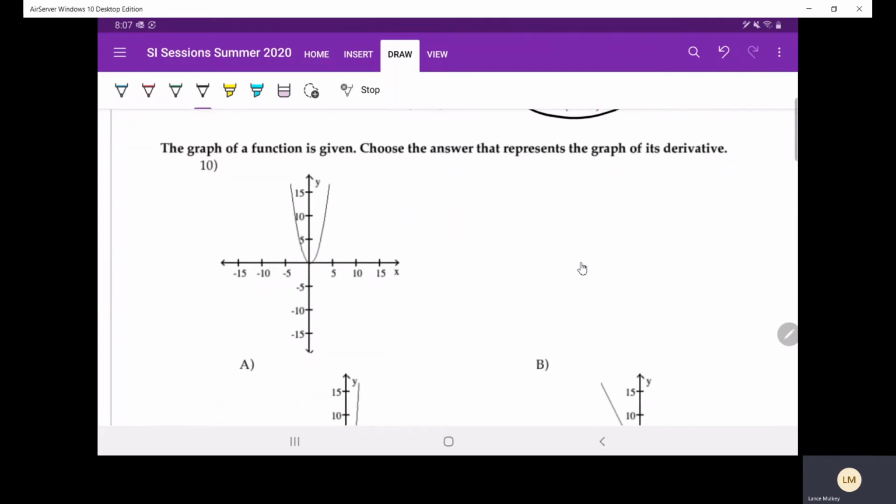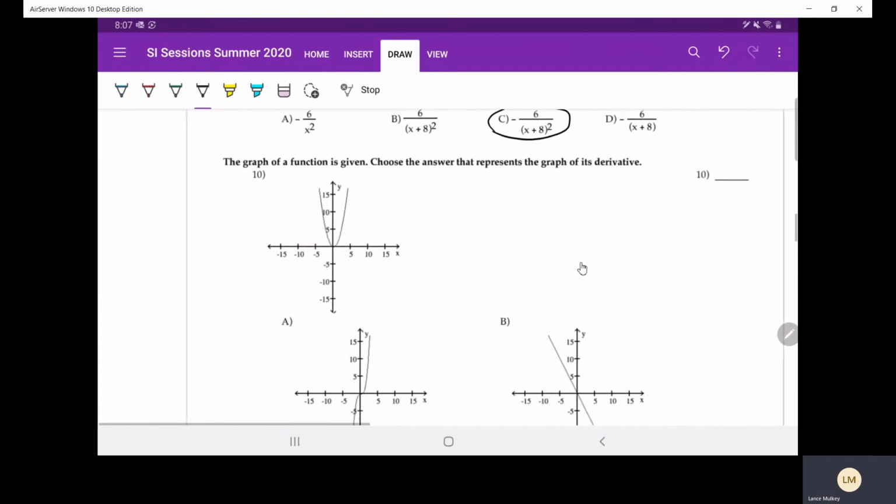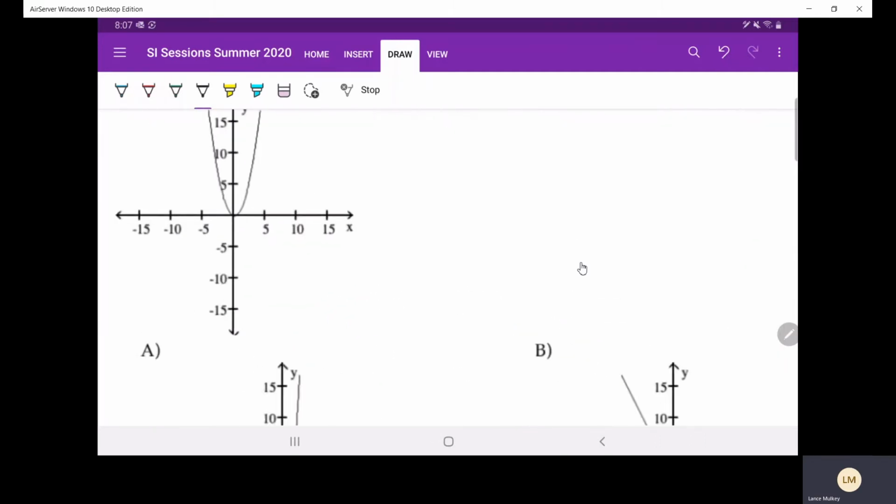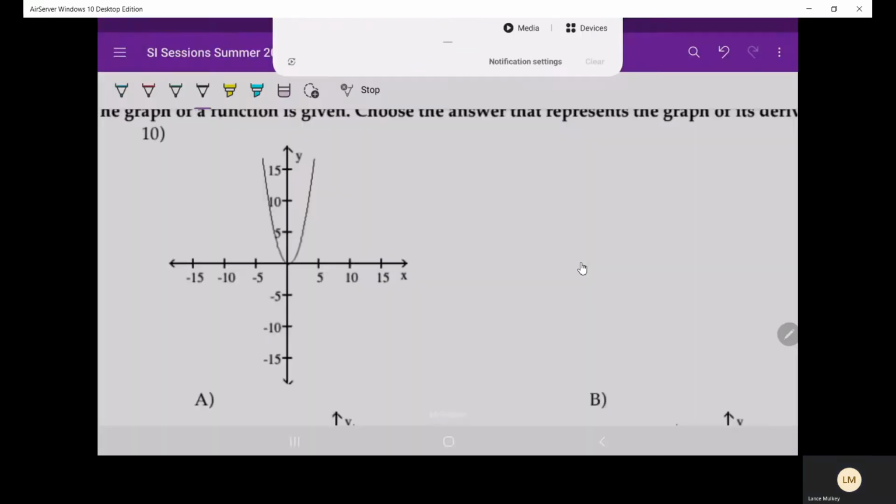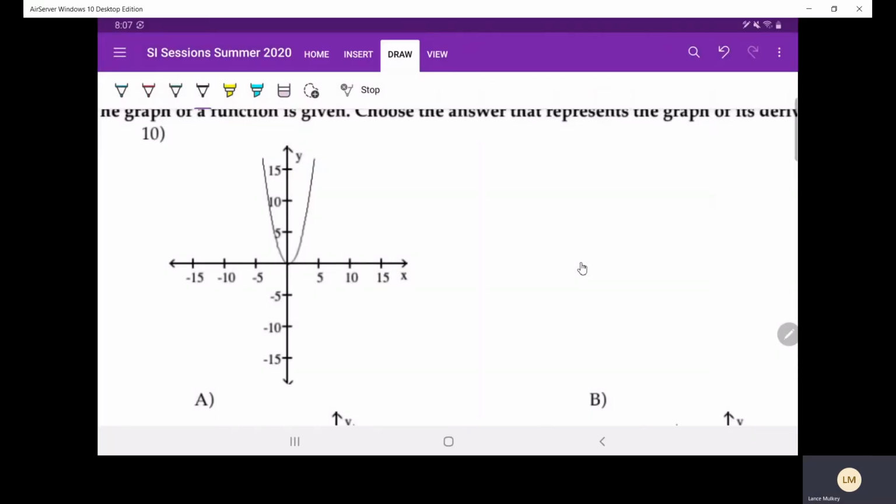So the graph of the function is given; choose the function that best shows its derivative. A derivative is an instantaneous rate of change, am I right? When a function is decreasing, the derivative would be negative. See how it's negative? It's decreasing. The y-value is decreasing on the negative side, but at positive x, you're going up. So we're looking for a derivative that to the left of 0 is negative, and to the right of 0 is positive.